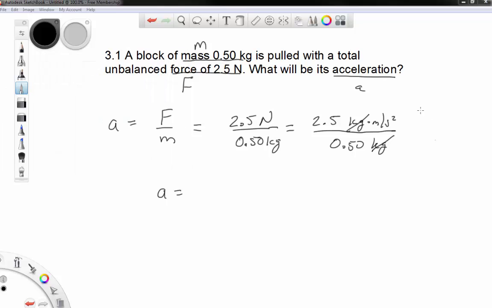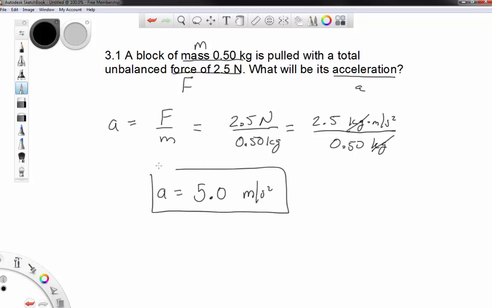And if we want to record with the right number of significant figures, you notice that there's 2 significant figures here and 2 significant figures here, so we would put 5.0 meters per second squared, and that is in fact what the acceleration of this block is going to be.